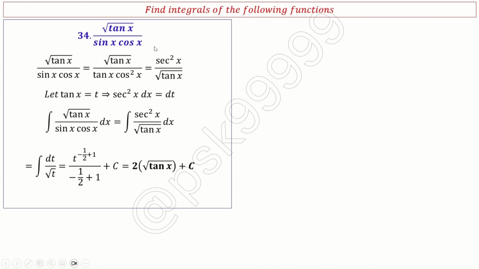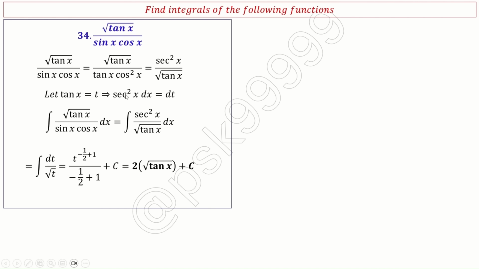Square root of tan x by sin x cos x. Okay, so now again do the simplification. This is nothing but sin x cos x. Sin x cos x is nothing but, if I divide with cos x and multiply with cos x, this will become tan x into cos square x. So this is nothing but secant square x by square root of tan x, which we have done before.